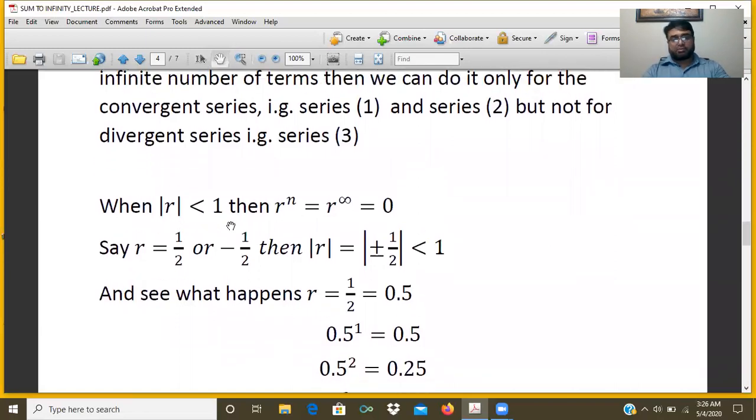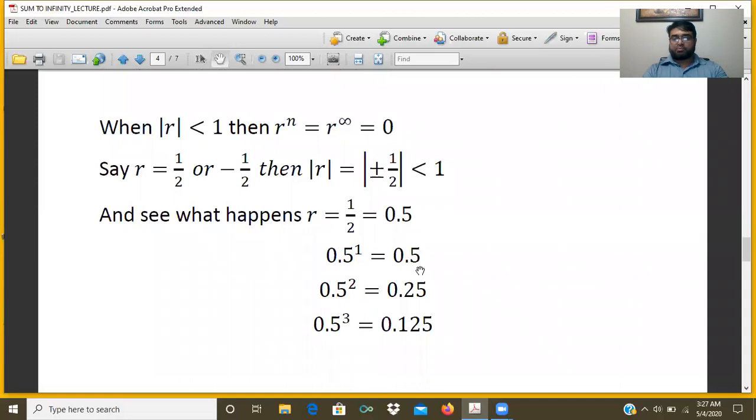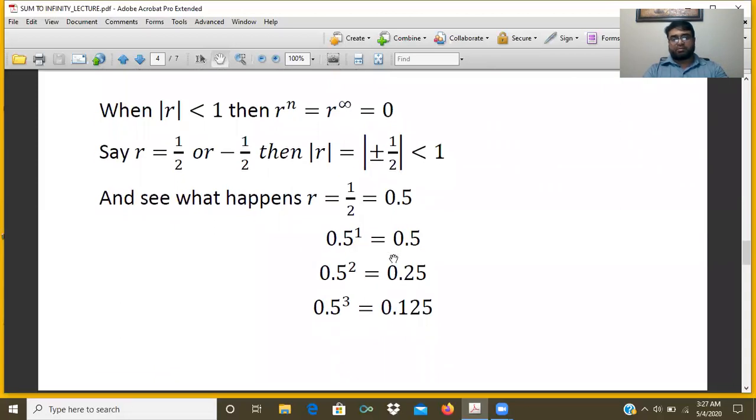When the modulus of R is less than 1, then R to the power n, if I put n as infinity, the result would be 0. Now why? Let's see an example. Say R is half or -half. So the modulus of R, that is plus minus half, is less than 1. Say R is half, that is 0.5. Now if you put powers on 0.5, when the power is 1, it is 0.5. When the power is 2, 0.25. When the power is 3, it is 0.125.